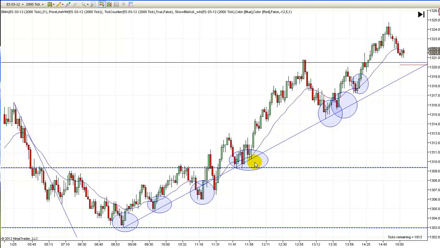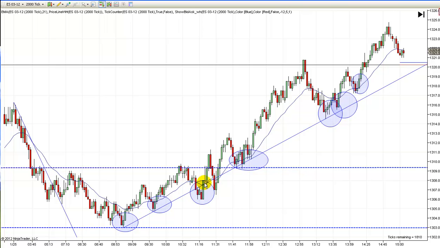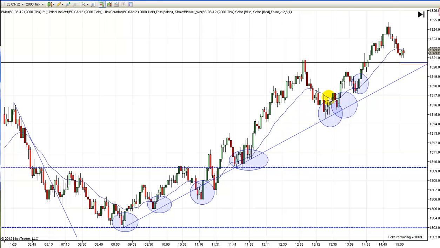Which are all these entries up through here. And you can see pretty much every pullback to the trend line is really just a pullback to the EMA. We were just getting through it a little further than we normally do till we got right here.